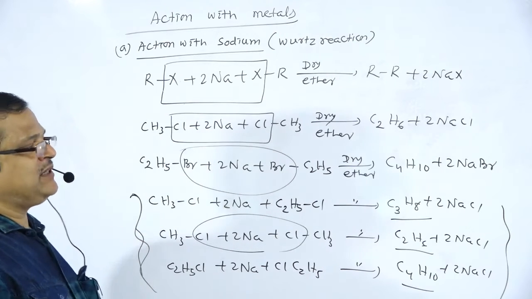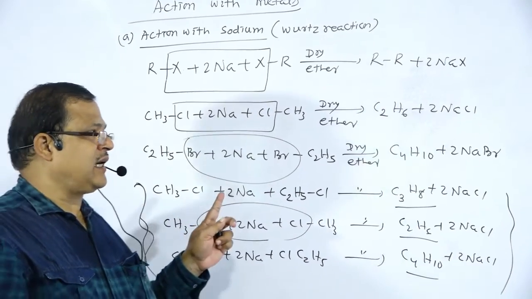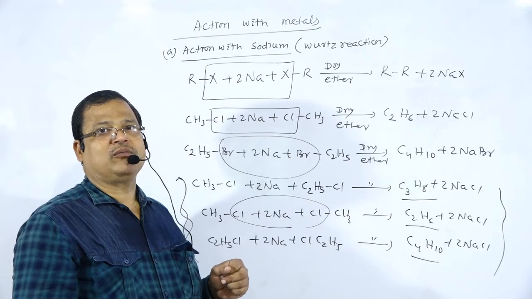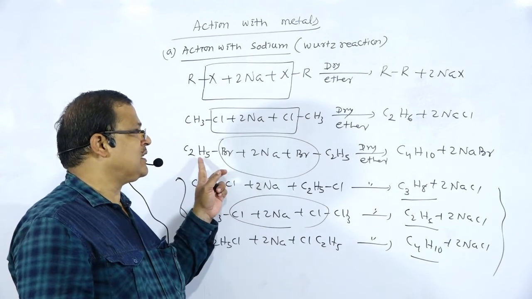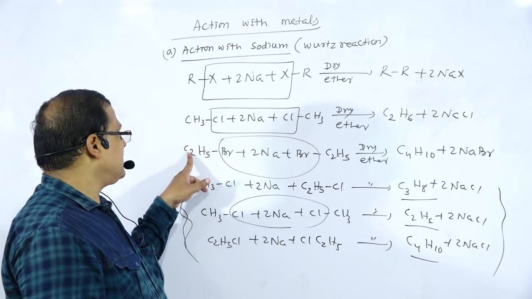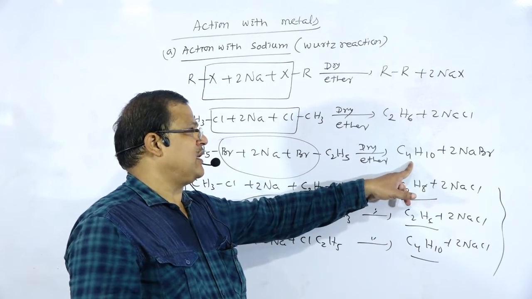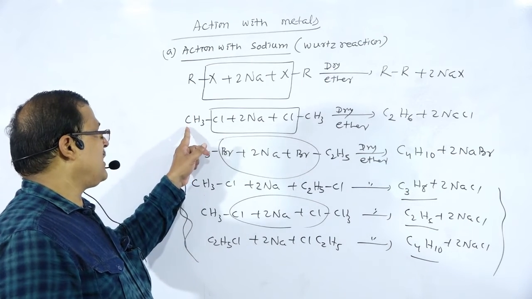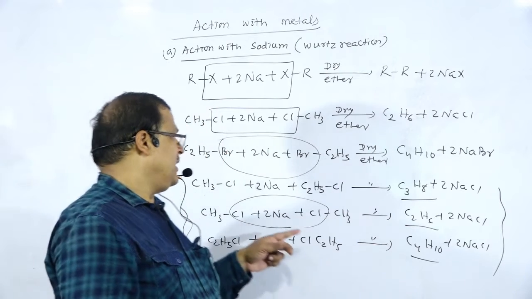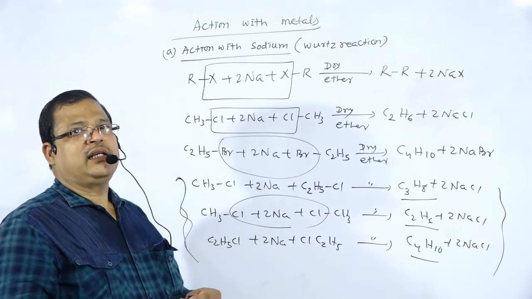Then what is the advantage of this step? What is the advantage of the Wurtz reaction? This reaction helps to increase the number of carbon atoms during organic conversions. With an alkyl halide containing 2 carbon atoms, the alkane contains 4 carbon atoms. With an alkyl halide containing 1 carbon atom, the alkane formed contains double the number of carbon atoms. So these are the methods to increase the number of carbon atoms during organic conversion.